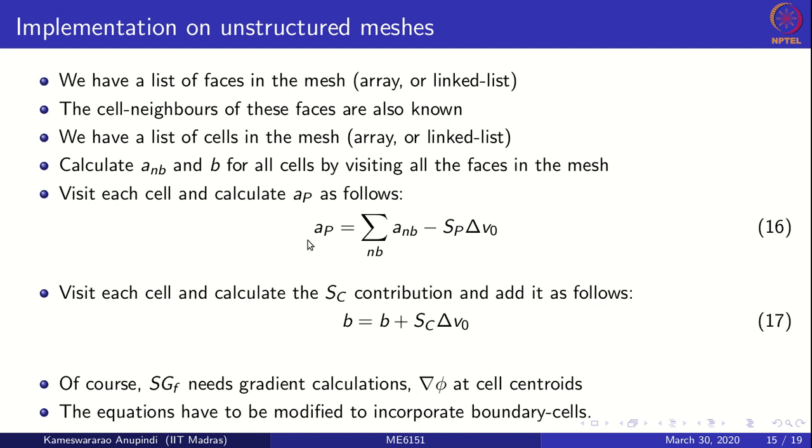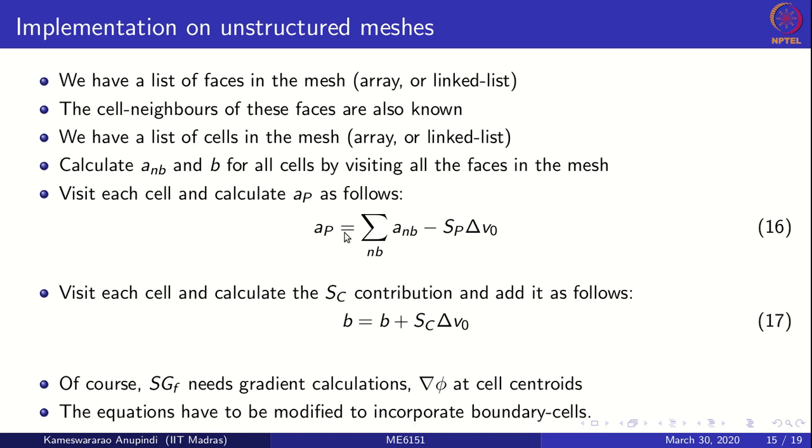Okay, how do I calculate AP? Now every cell got A and B populated. So I can simply sum all the A and B's that cell has, and that summation minus SP times delta V naught will give me AP, right? Of course, this has to be modified if you have a boundary condition, a cell near the boundary, because your contributions would change. If it is a Dirichlet, you would get an extra quantity here and so on. Okay, that has to be done. We are talking about an interior cell in this particular context.